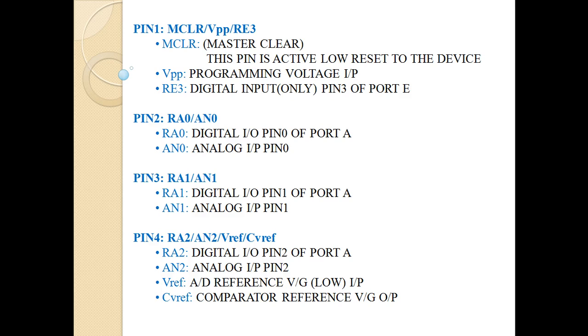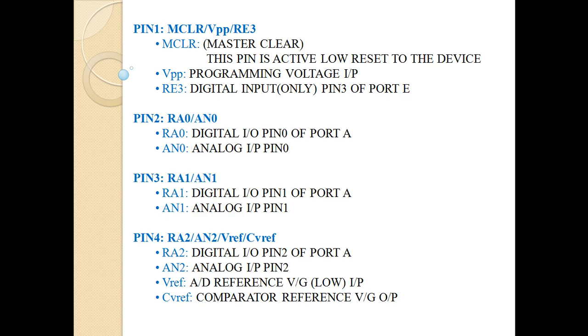Pin 2 works as the RA0 and AN0, where RA0 is the digital input output pin 0 for port A and AN0 is the analog input pin 0. Pin 3 is similar to pin 2. It's just that the pin 1 is used instead of pin 0.